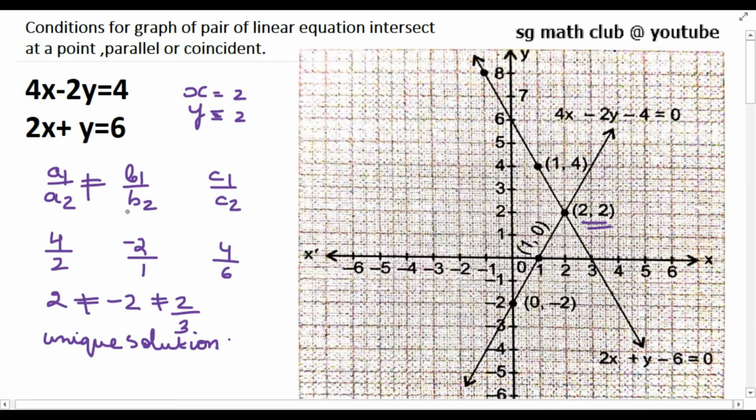Also, we can see that if a1 by a2 is not equal to b1 by b2, the graph of such equations will be intersecting. So looking at the equations, without solving graphically and without drawing the graph, we can say that the graph of these equations is intersecting lines, because a1 by a2 is not equal to b1 by b2, and we get a unique solution.